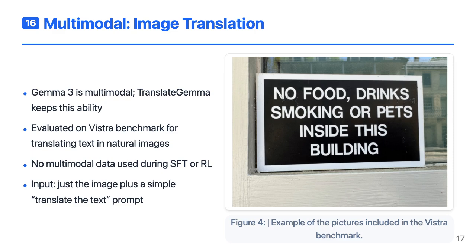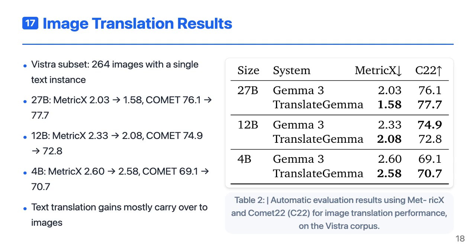For evaluation, they simply feed the image to the model, along with a short prompt asking it to translate the text in the image, without any extra hints like bounding boxes or OCR output. On the Vistra benchmark, the team focuses on 264 images that each contain a single text instance according to the reference. For the 27 billion model, metric X improves from 2.03 to 1.58, and Comet from 76.1 to 77.7.